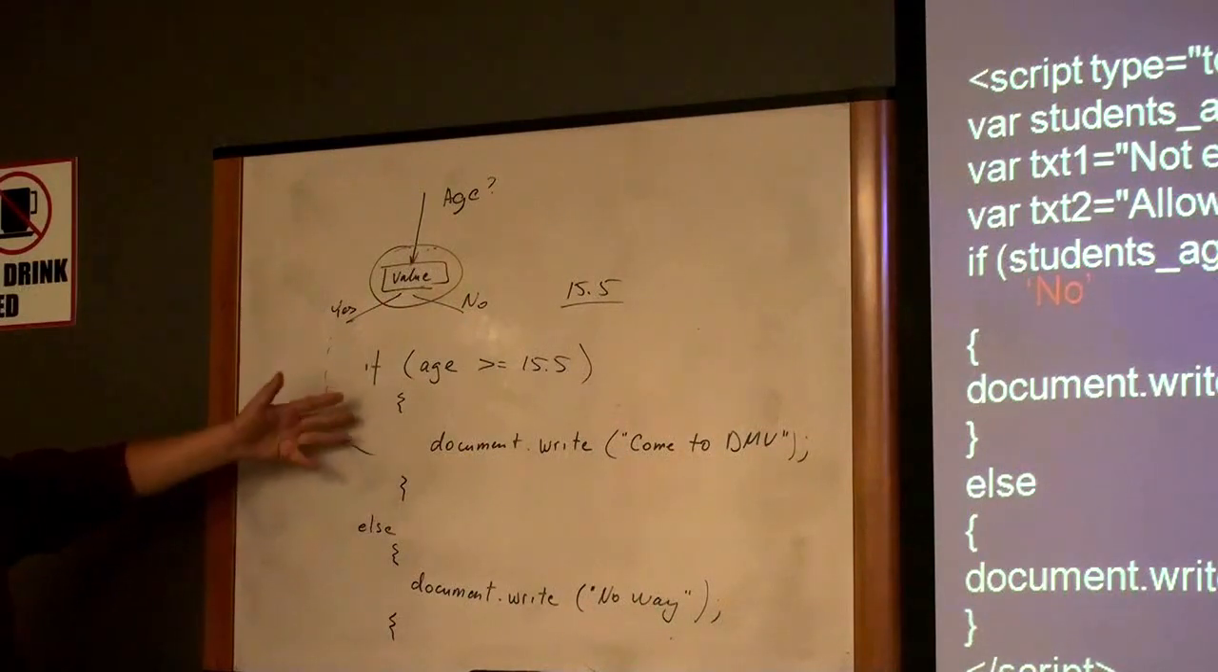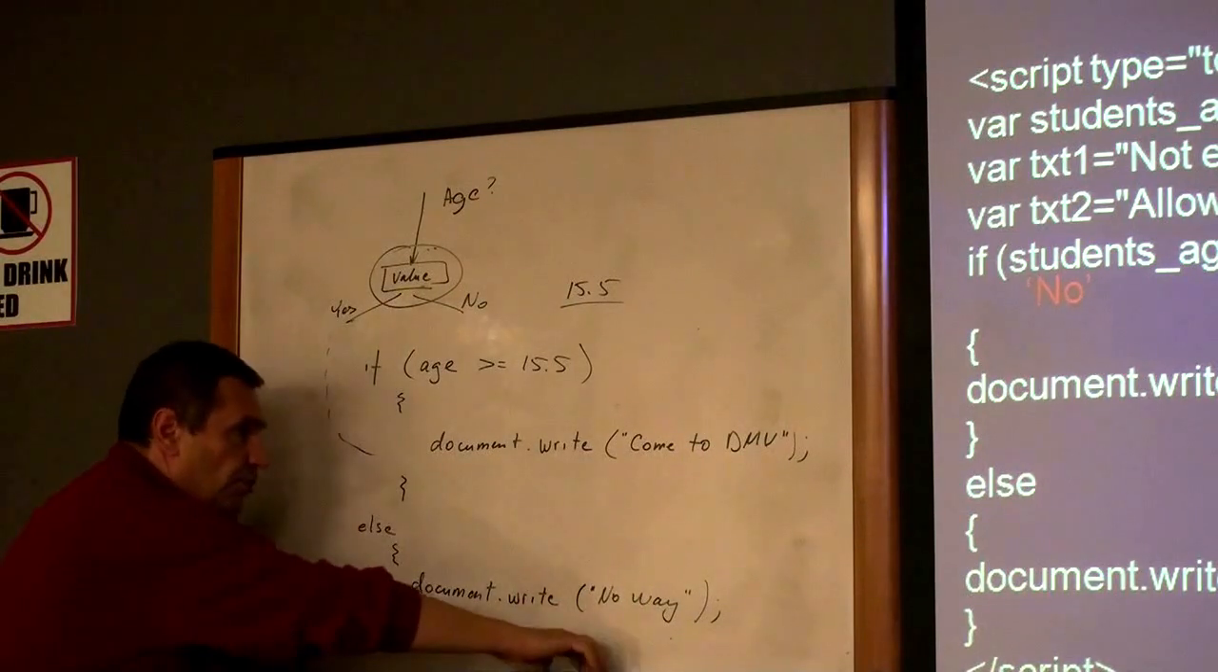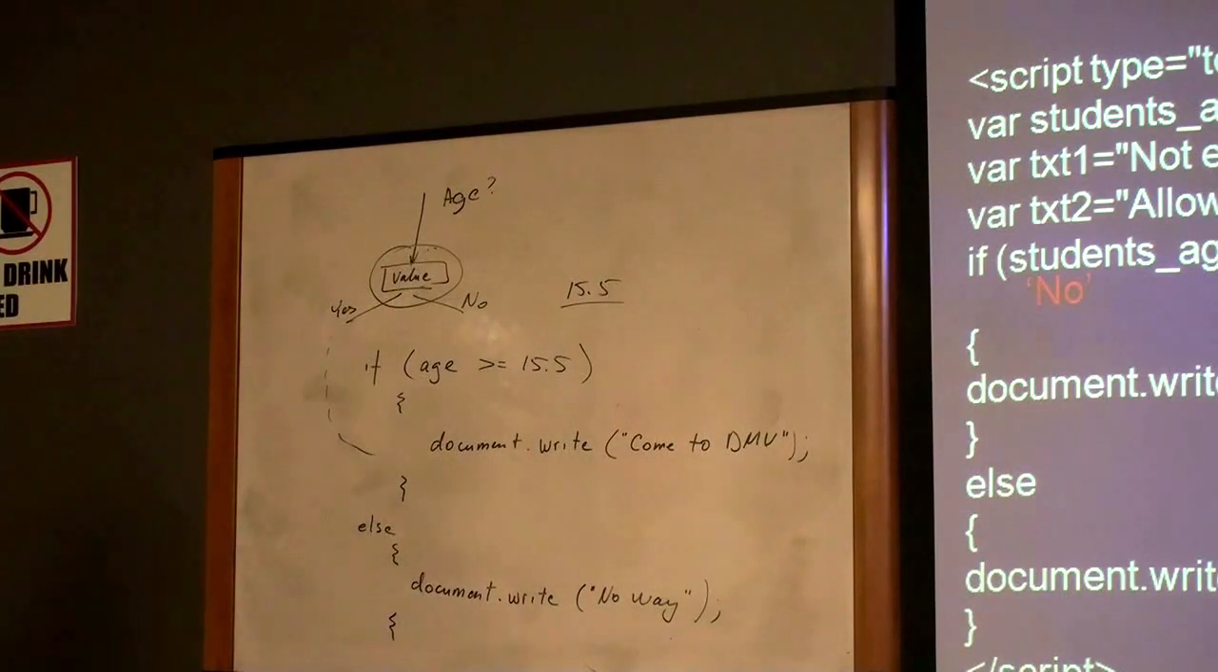So that's how it works in JavaScript or any other programming language. And that's how it is written here on this slide. So essentially, I change the logic. I say if student age is less than 15.5, then please print text1, which is not entitled. Otherwise, please print text2. So let's go ahead and execute this code and see if it's working or not.